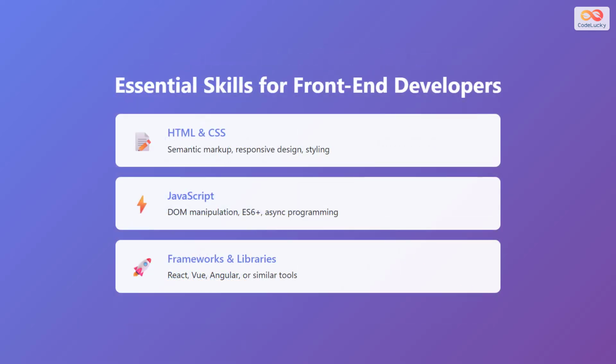To become a successful front-end developer, you need to master 3 core technologies. First, HTML and CSS for creating semantic markup and responsive design. Second, JavaScript for DOM manipulation and asynchronous programming with modern ES6+ syntax. And third, frameworks and libraries like React, Vue, or Angular that help you build complex applications efficiently.